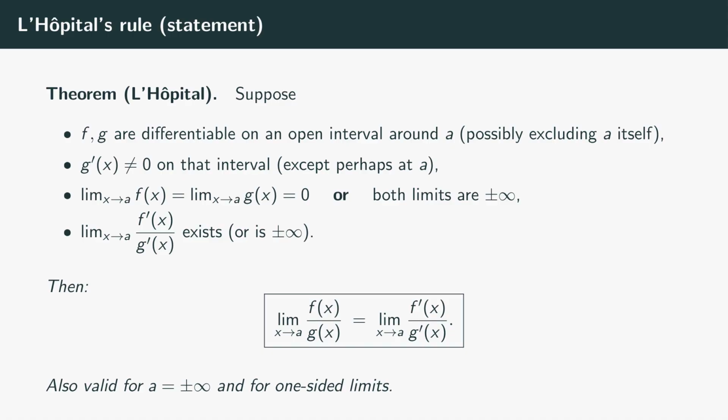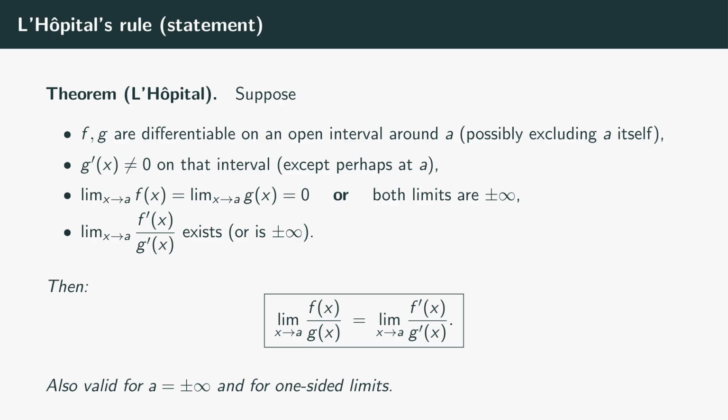The theorem. Suppose f and g are both differentiable on some open interval containing a, except maybe at the point a itself, and that g' is non-zero on that interval except possibly at a. Suppose further that the limits of f and g as x approaches a are both 0, or both are plus or minus infinity. And finally, suppose the limit of f' over g' as x approaches a exists, or is plus or minus infinity. Then, the limit of f over g equals the limit of f' over g'.